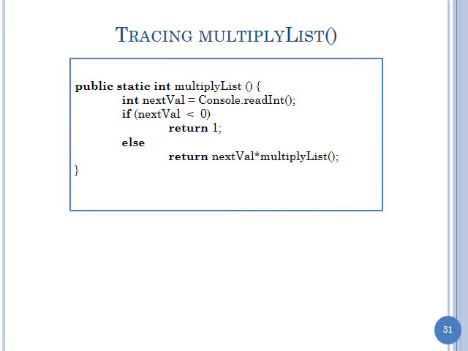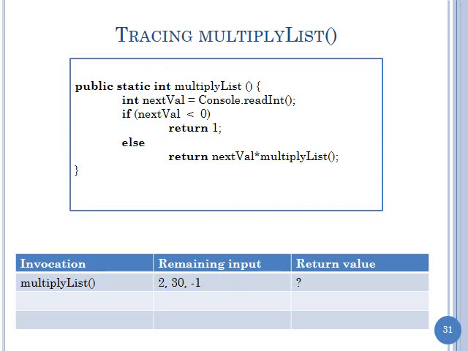Okay, so tracing multiply list. Let's go and see if we understand this properly. So we have multiply list, and we have 2, 30, -1. And return value, we don't know what it should be. But it's going to go and call multiply list. It's going to read the next value 2 and call multiply list with 30, -1. That's what the remaining input is. Who knows what the return value is going to be? That's going to consume 30 and call multiply list with -1. It's going to say 1. Then it's going to say 30 multiplied by 1. Then it's going to say 2 multiplied by 1. Okay? Here we go and see recursion at work. Okay?